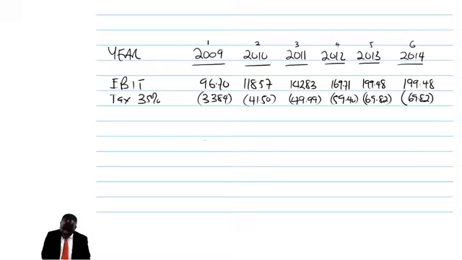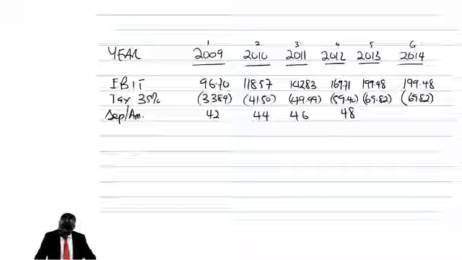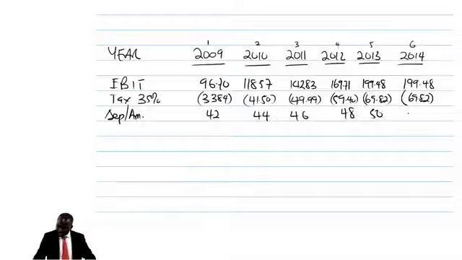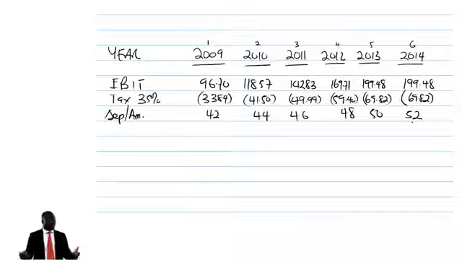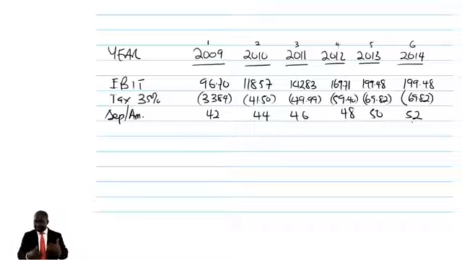So let's go and add them. So I'll say depreciation and the amortization. And the figures given there are 42, 44, 46, 48, and then 50, and last one is 52. When I have got this, it's still the template I'm playing with, and this is the same thing we did in chapter number 2. So refresh your mind on that chapter.